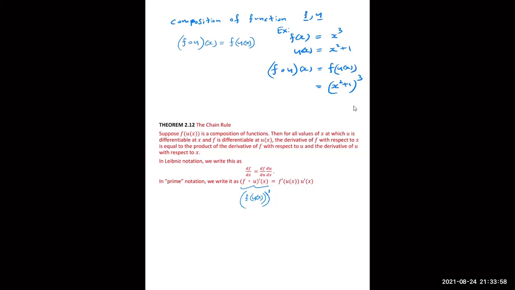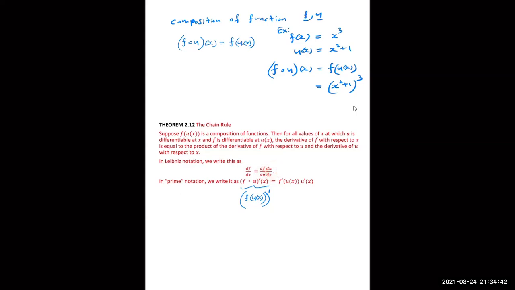Now let's go to the theorem, theorem 2.12, the chain rule. Here is what the theorem tells you. Suppose f of u of x is a composition of functions, then for all values of x at which u is differentiable at x and f is differentiable at u of x, the derivative of f with respect to x is equal to the product of the derivative of f with respect to u and the derivative of u with respect to x. Here is the Leibniz notation for the chain rule. You write df over dx is equal to df over du times du over dx.